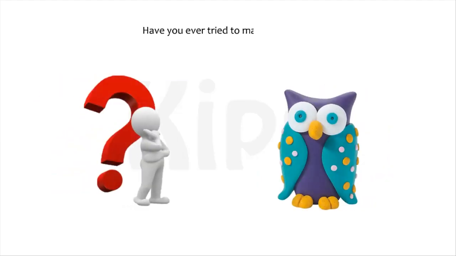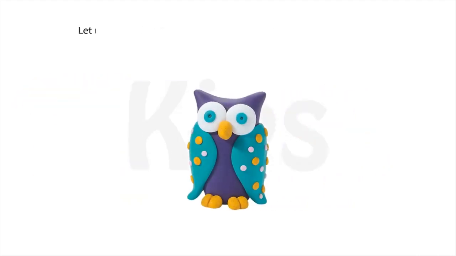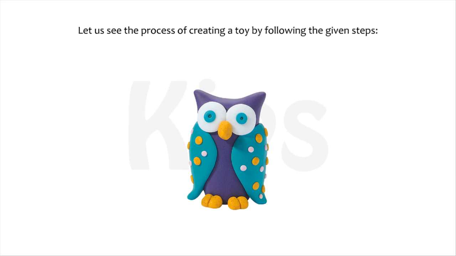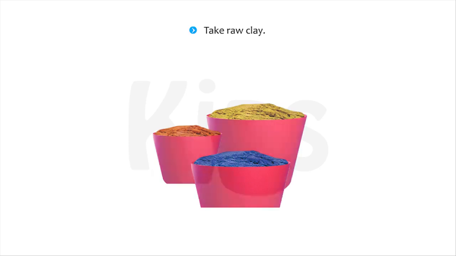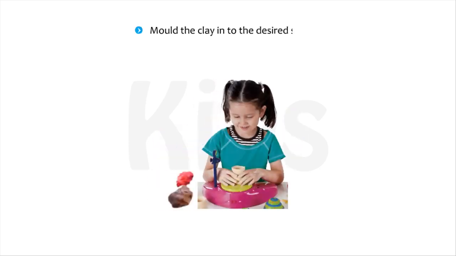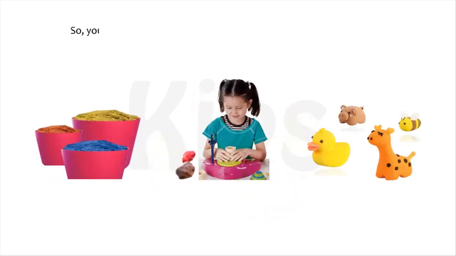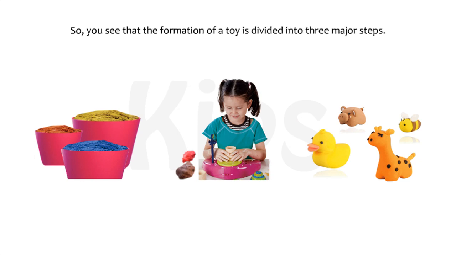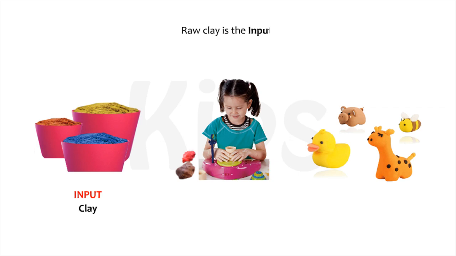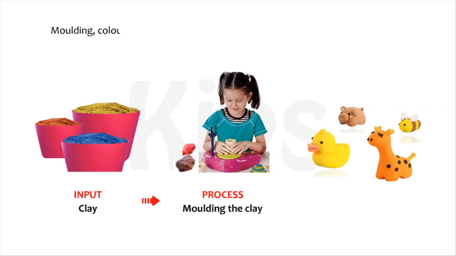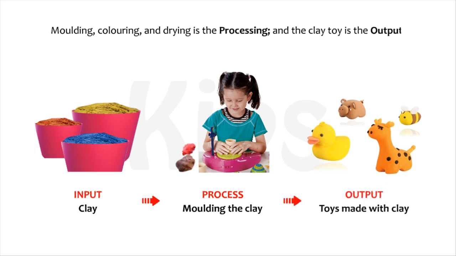Have you ever tried to make a clay toy? Let us see the process of creating a toy by following the given steps. Take raw clay. Mold the clay into the desired shape. Finally, color the toy and leave it to dry for some time. So, you see that the formation of a toy is divided into 3 major steps. Raw clay is the input. Molding, coloring, and drying is the processing, and the clay toy is the output.